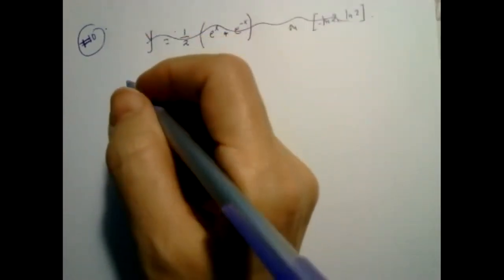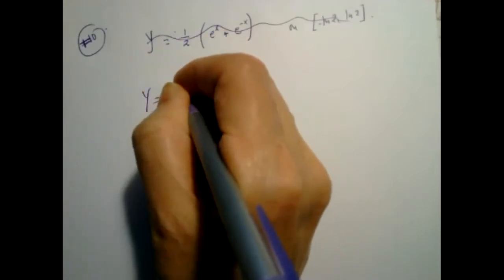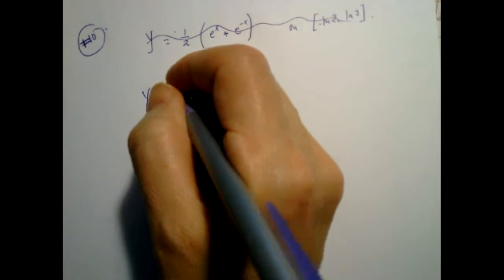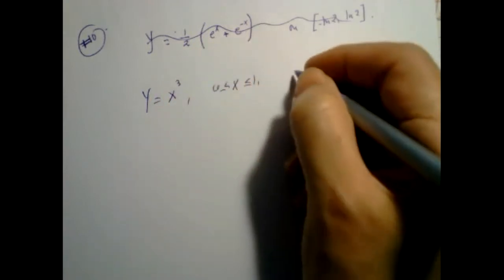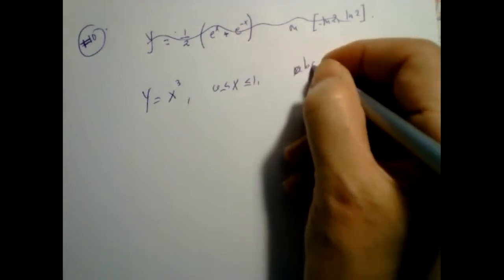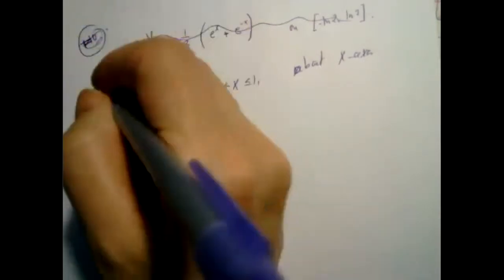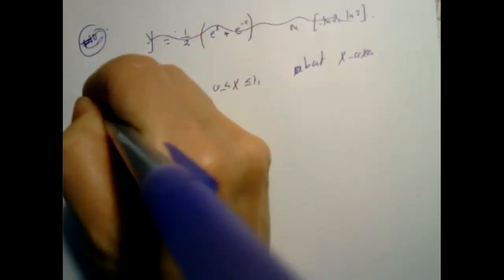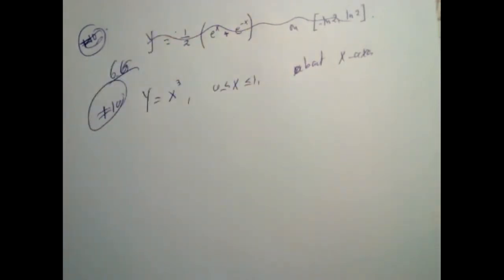Okay. I was doing 6.5. So we have the curve y equals x cubed, and x between 0 and 1, about the x-axis. And the question is, so that's section 6.6, number 10. And the question is, find the surface of revolution.